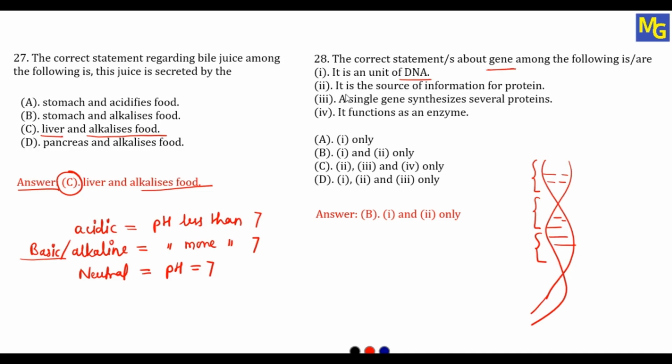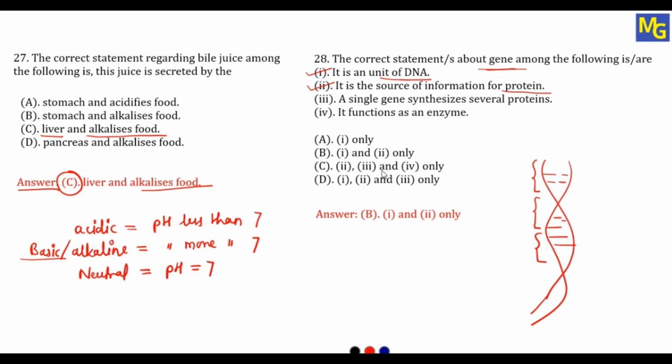It is a source of information for protein. Correct. Every gene is a source of information for protein. Every gene gives the information about a particular protein, and therefore it is a source of information for protein. This is also correct. So I am telling once again, just understand what a gene is. A gene is a unit of DNA. It is correct, and it is a source of information for protein. To synthesize the protein, this gene, which is the unit of DNA, is the main source. So the first option was correct, and the second option was also correct. Now we will see the third one.